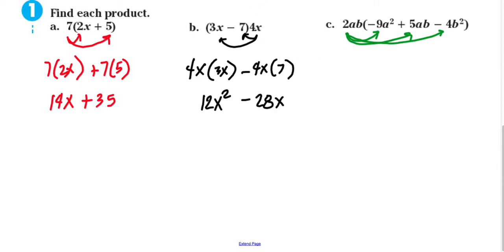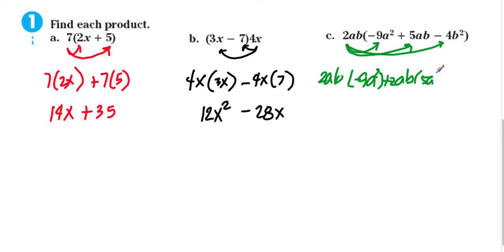So you have 2ab multiplied by negative 9a squared, plus 2ab multiplied by 5ab, and then minus 2ab multiplied by 4b squared. There you go. Okay, and we simplify all of them.